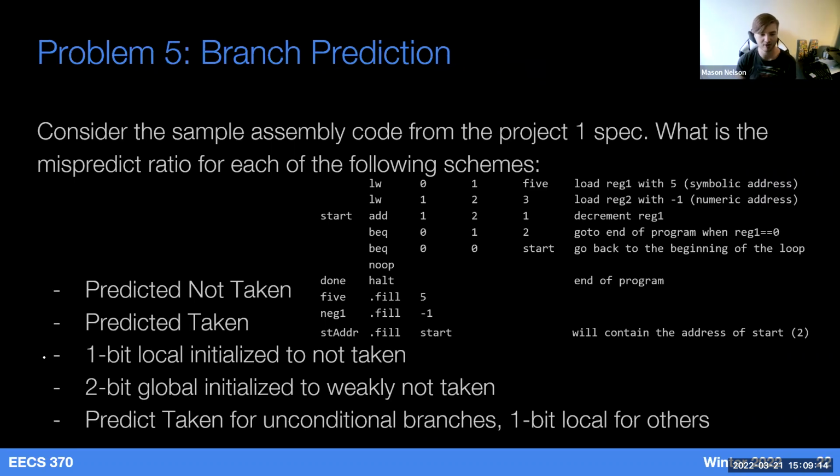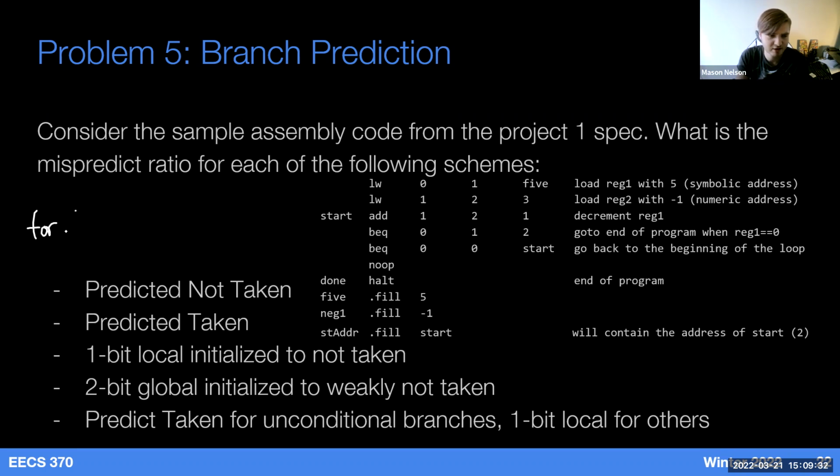So let's do a practice problem to see all these schemes real quick. Let's look at the spec that we used for project one. And if you remember, this spec was translatable to C code in the following way.